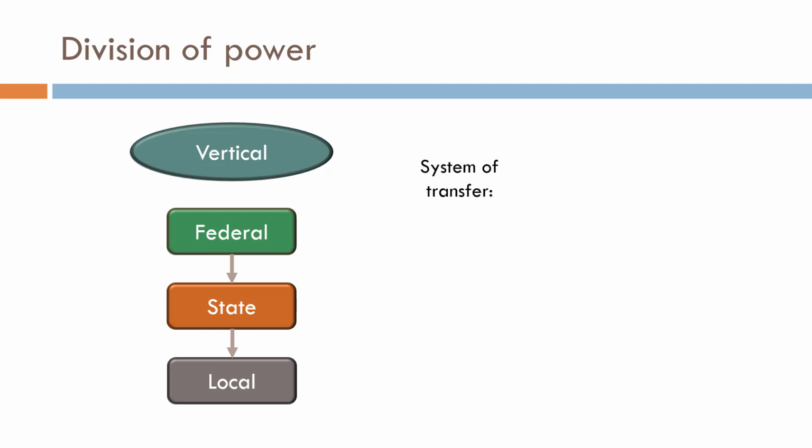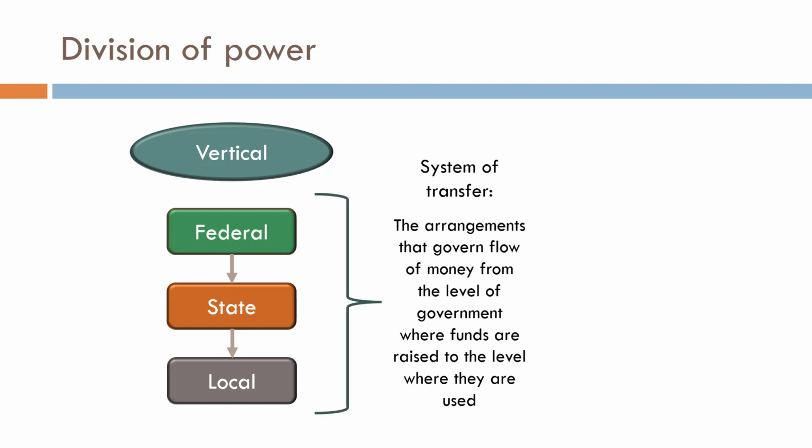So this question in terms of system of transfer involves all the different arrangements that can exist that govern the flow of money from the level of government where the funds were collected or raised, usually in the form of taxes, to the level where they are used. So that flow as depicted by those purple arrows.